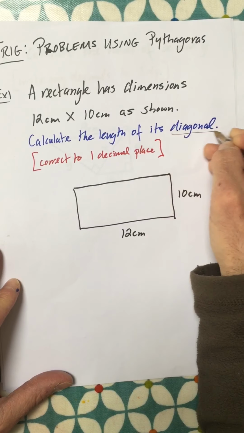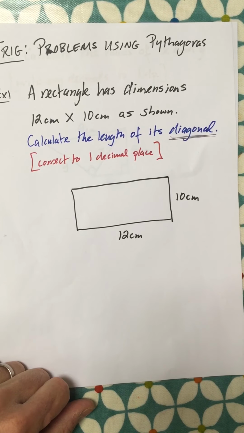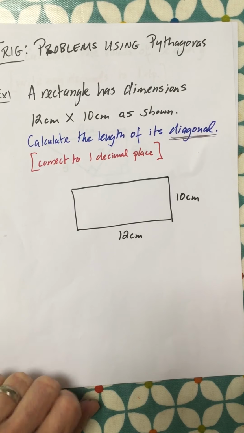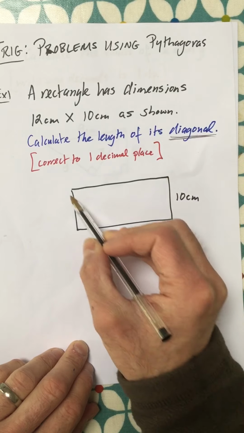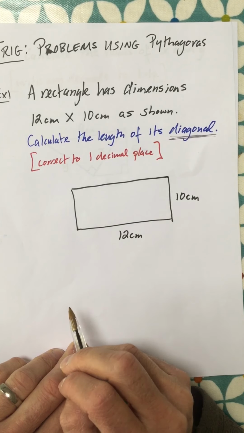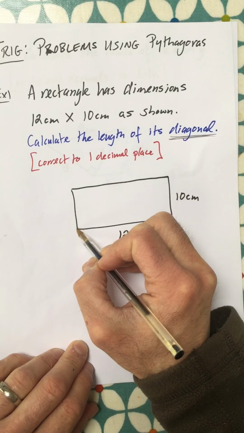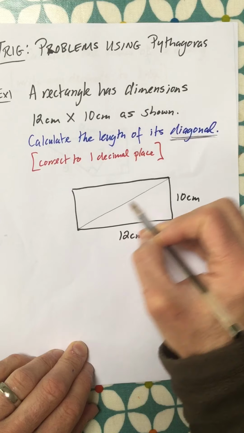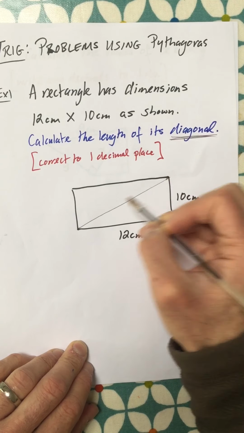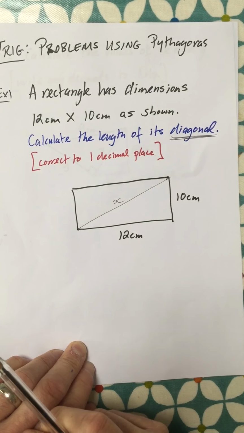So diagonal is the key word here. Now, you need to know what the word diagonal means to be able to answer this question. A diagonal is a line that goes from this corner over to this corner, or from this corner over to this corner. So the key to this question is you need to draw in the diagonal first. There's the diagonal. Let's call the length of the diagonal that we're looking for x. Now the sum becomes find the length of x.